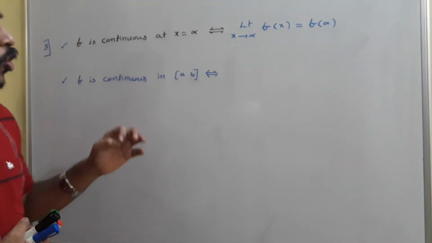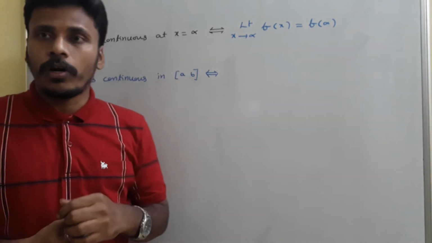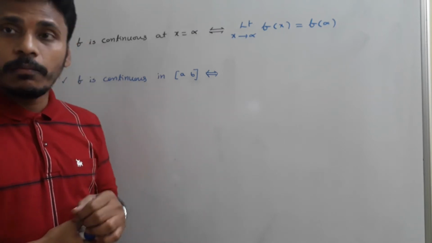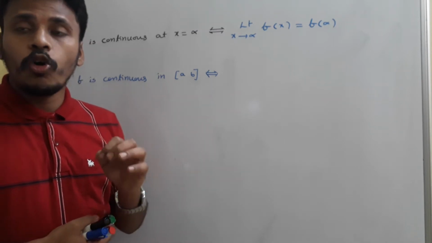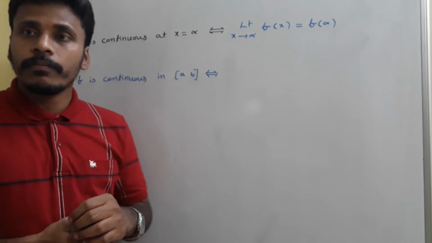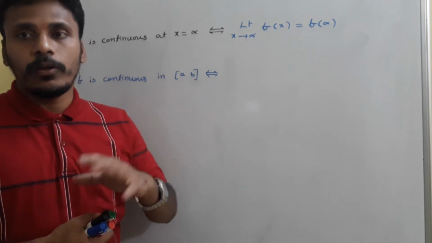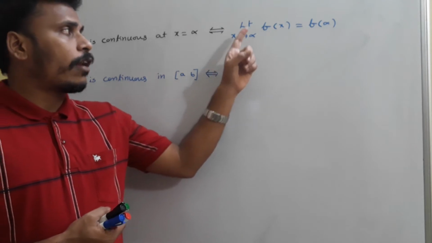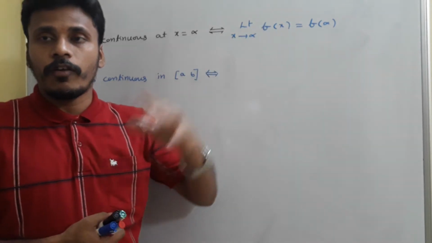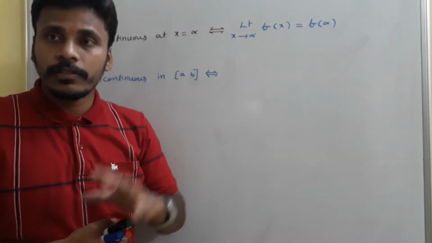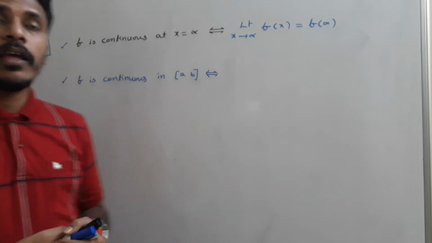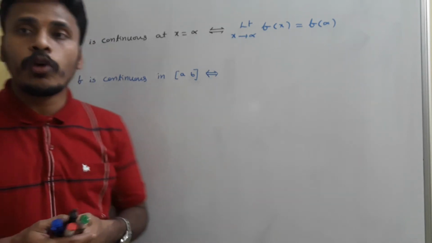f is continuous at a point x equals alpha is simply nothing but the limit value of the function at alpha and the functional value f of alpha, both should be equal. Limit x tends to alpha, f of x is equal to f of alpha. If it happens, then we say that f is continuous at x equals alpha.